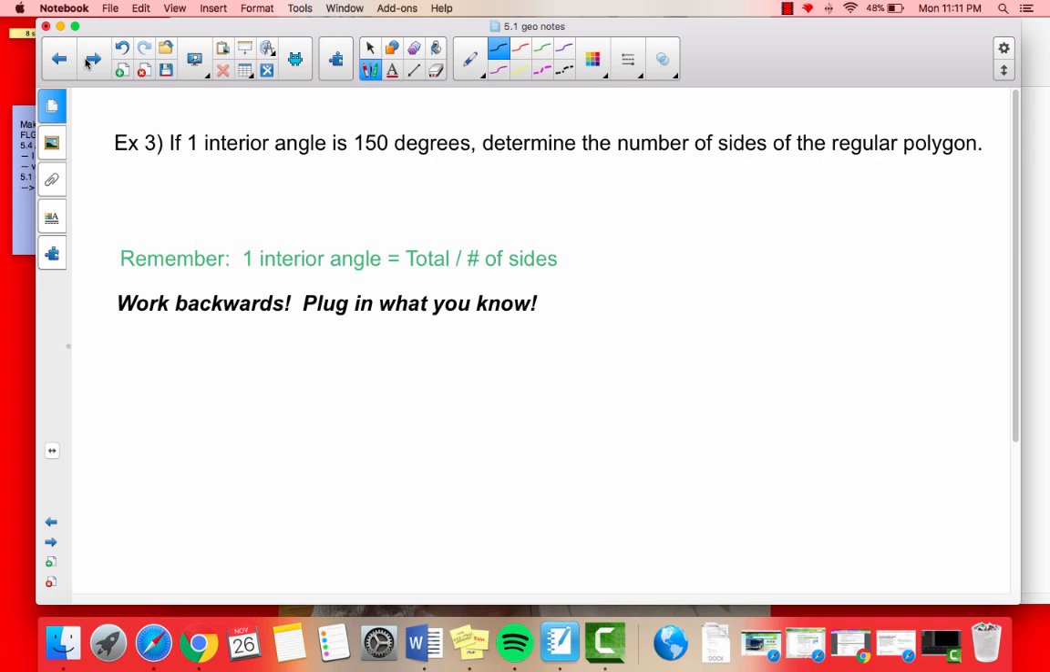So I put in green, remember that one interior angle equals the total divided by the number of sides. Make sure you write that down because that formula you can use in pretty much any of these or most of them. So what I'm going to do is plug in everything I know from my example and then I'm just going to solve. If I know that 150 degrees is the one interior angle, that's going to go as my total for my equation. So I'm going to have 150 equals, and I know nothing about the number of sides. So my total equation is going to still be n minus 2 times 180, but then I'm going to divide it by n because I don't know the number of sides I'm looking for.